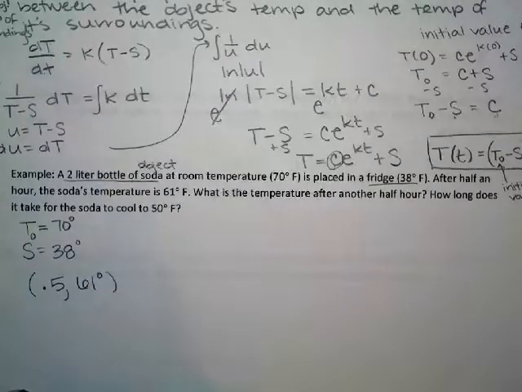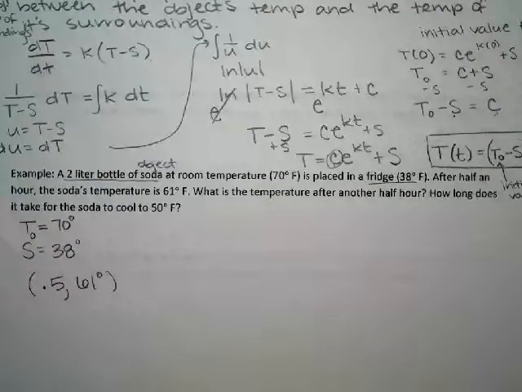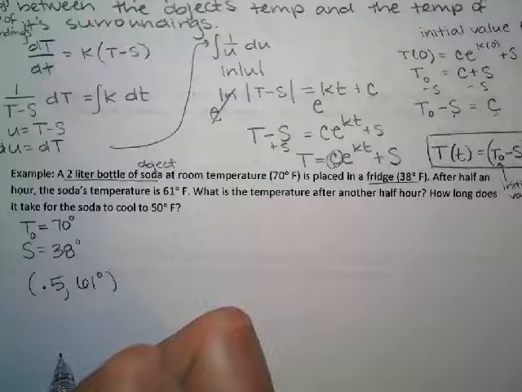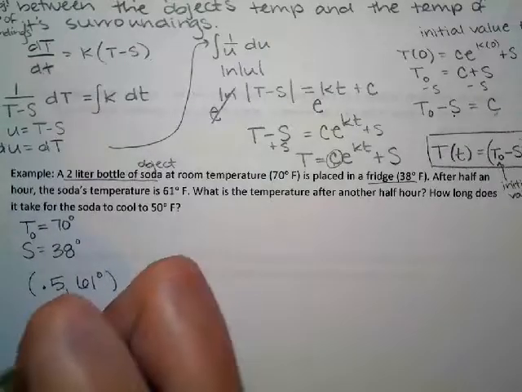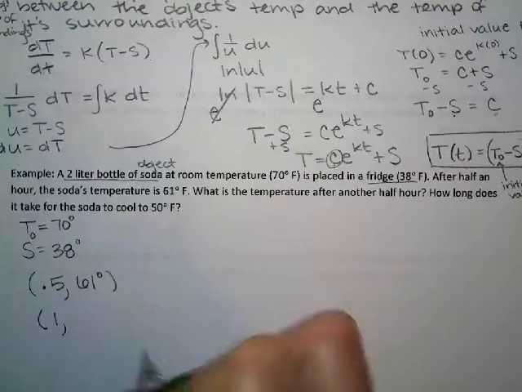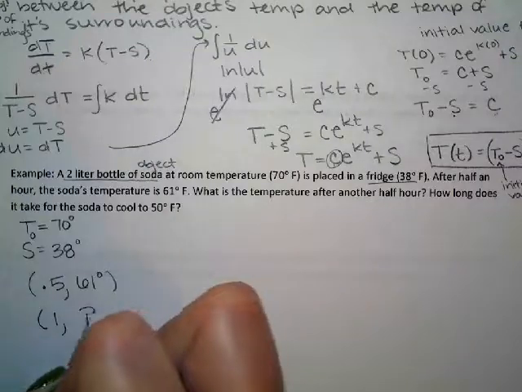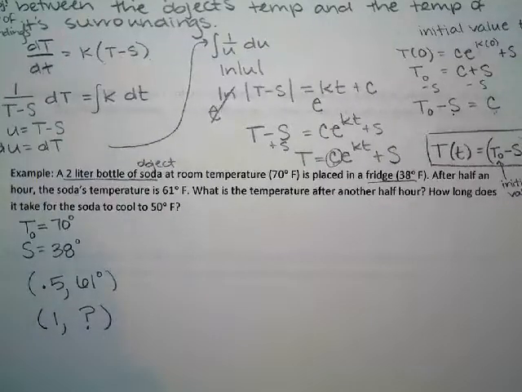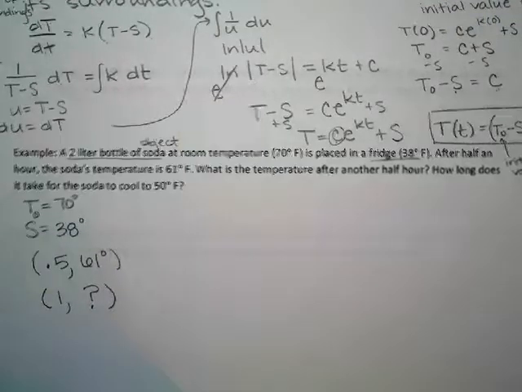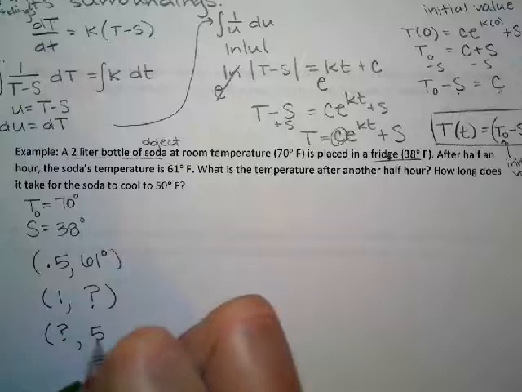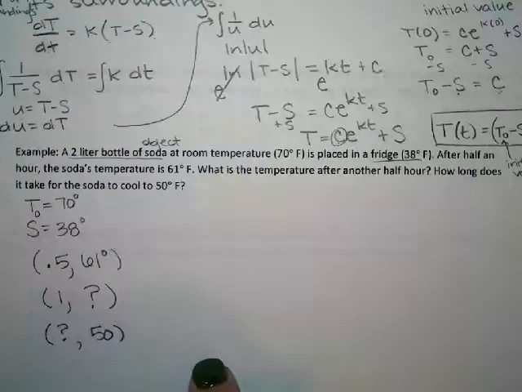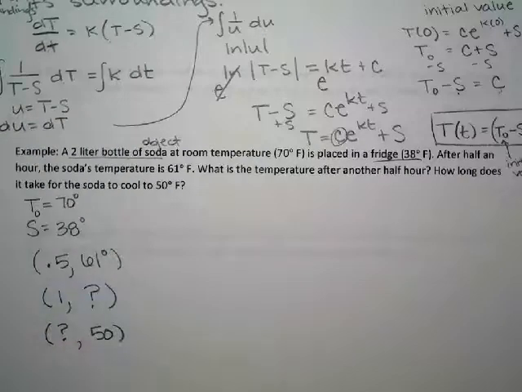And then what's the question that we're solving for? We have another point they want us to get. After another half hour, so at 1 hour, we need the temperature. And then what's the other point they want us to get after that? How long does it take to cool to 50 degrees? Do you guys see how all that information is given to us in that problem? Okay, so we're comfortable with that.